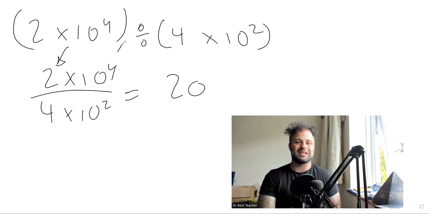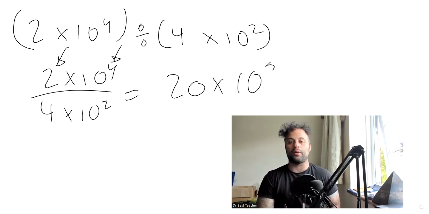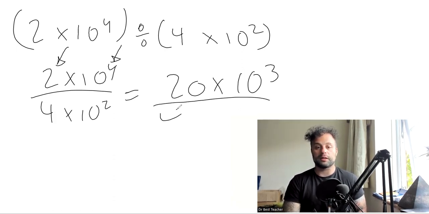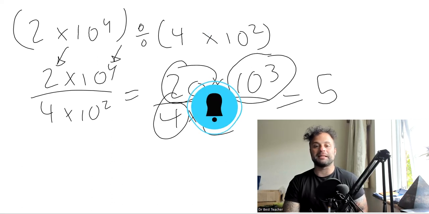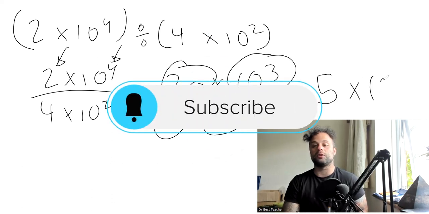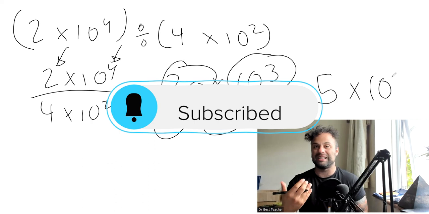And the way I turn this into a 20 is I lose one of these 10s. So it becomes 10 to the power 3. Okay, now I'll keep the 4 times by 10 to the 2 at the bottom. Now, 20 divided by 4, that becomes easier. It's 5. 10 to the 3 minus 10 to the 2, and that will give me 10 to the power 1. So that is my answer in standard form.